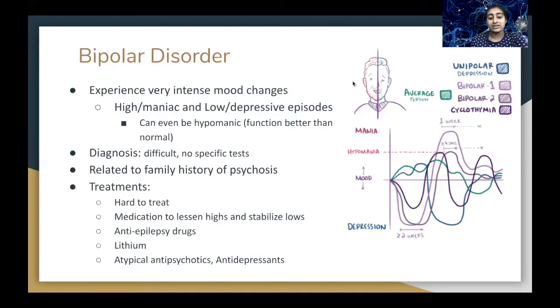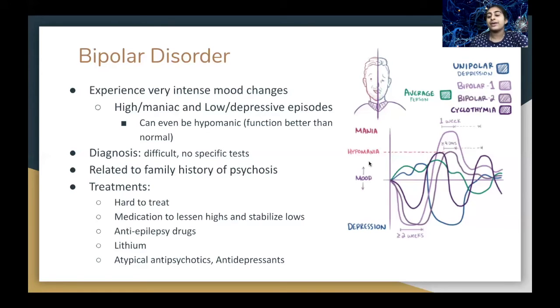Now, for treatments, it's hard to treat as well. There is medication to lessen the highs and stabilize the lows with the atypical antipsychotics and the antidepressants. There are also anti-epilepsy drugs that have worked, and another notable and unique treatment is lithium. If you know lithium, it's an element, and that's really cool when I learned about it.